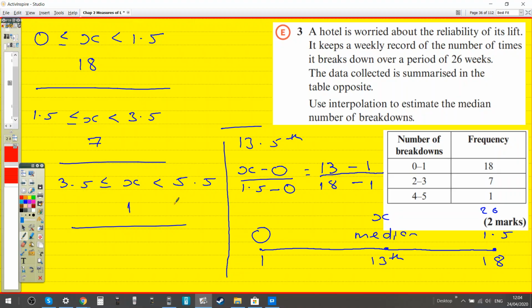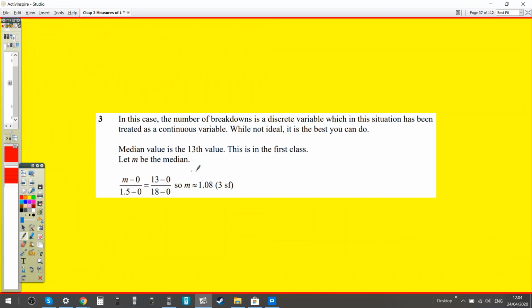I got like 1.0588. So 1.1 basically. Or 1.06 basically. But yeah. So 1.06 breakdowns. So I think this might be slightly off though. Maybe I'm wrong because I think we didn't realize it was discrete data until later. Let's take a look. So yeah, it's slightly off, 1.08. It's because we didn't realize it was discrete data.